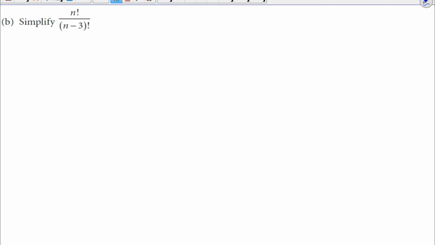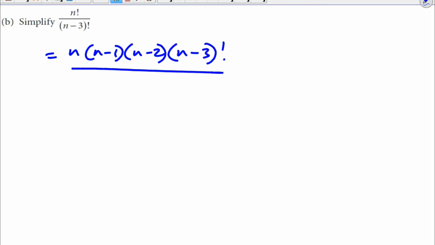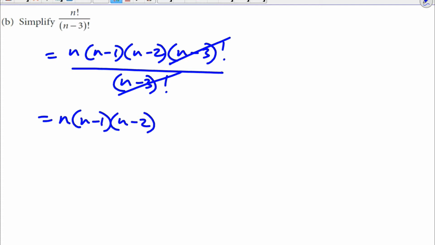We can also simplify expressions like these ones here, and this will be equal to n multiplied by (n minus 1) multiplied by (n minus 2) multiplied by (n minus 3) factorial over (n minus 3) factorial. These cancel, so this will be equal to n into (n minus 1) into (n minus 2).